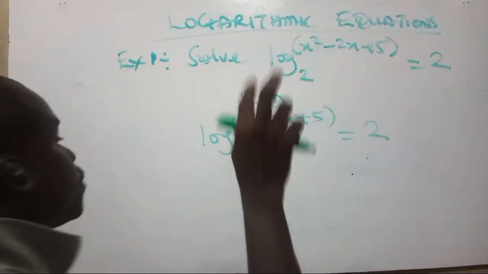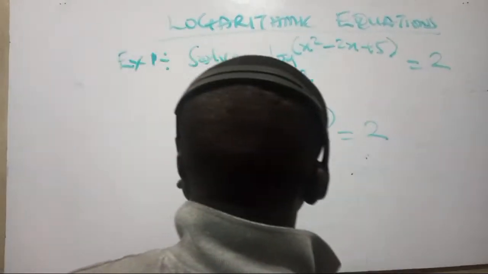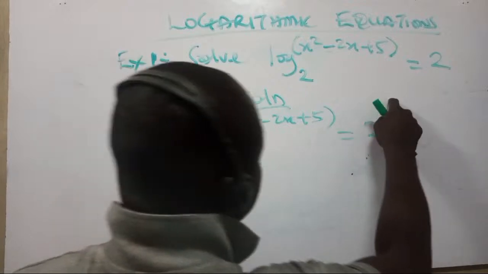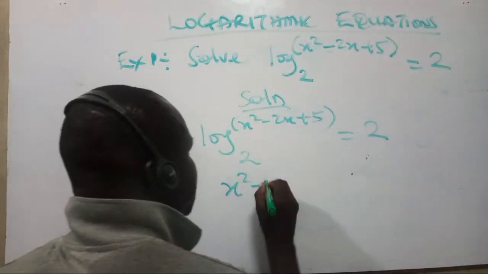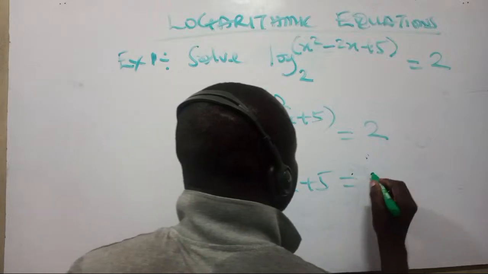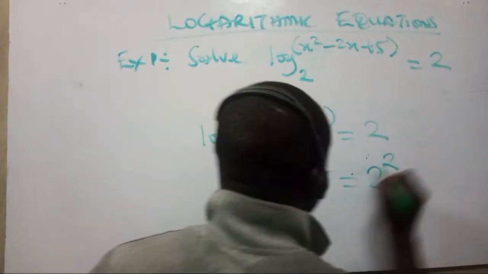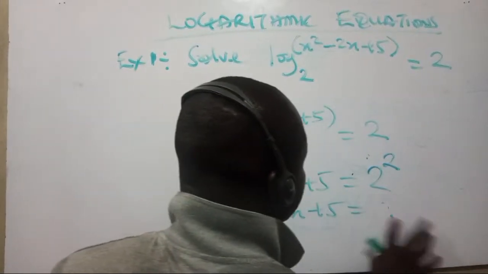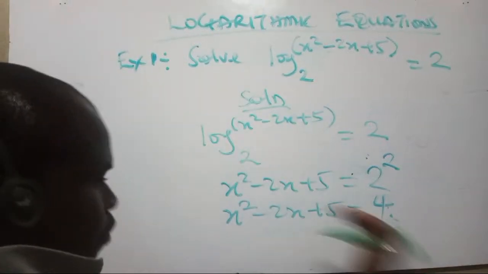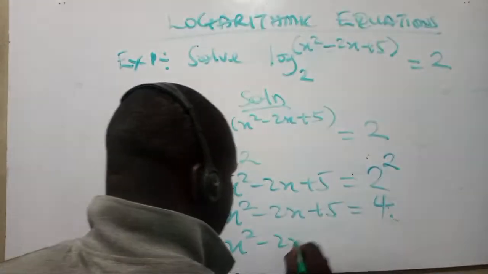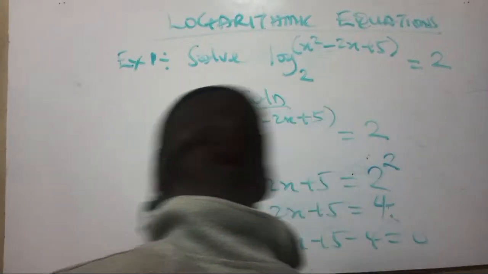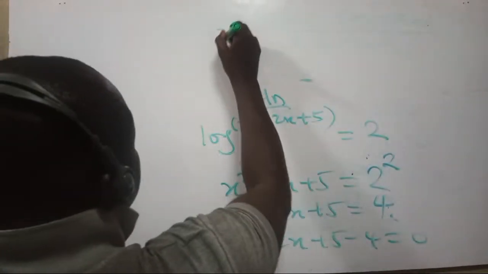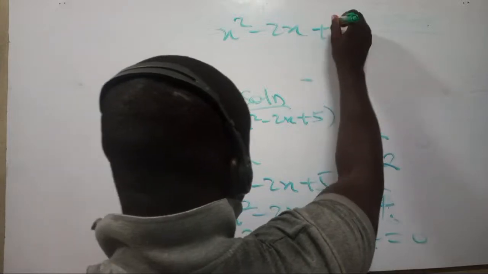Of course, recall that when I introduced this concept, I said log base b of p is equal to x means p is equal to b raised to x. So in this case, x squared minus 2x plus 5 will be equal to 2 raised to power 2. Then x squared minus 2x plus 5 will be equal to 4. I can bring in 4 to get x squared minus 2x plus 5 minus 4 equal to 0. So if I rewrite that, I get x squared minus 2x plus 1 equal to 0.